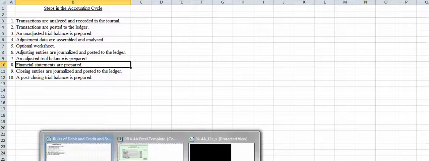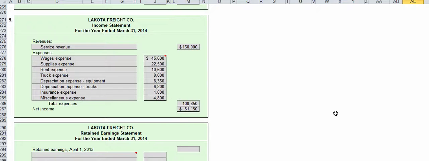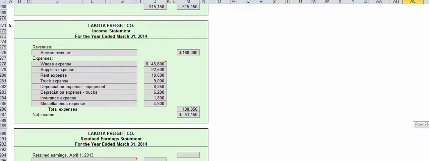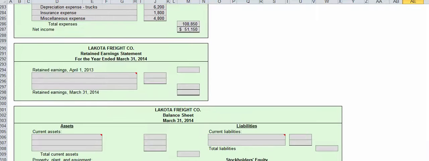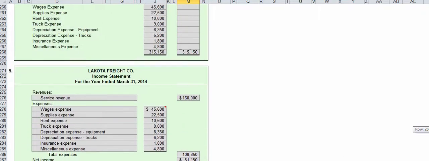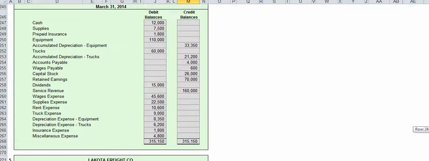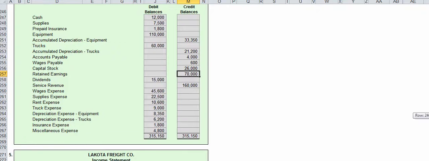So let's start back with the retained earnings statement. Notice we've completed the income statement on the last one. Now, on the retained earnings statement, we want the retained earnings balance as of April 1st, 2013, which would have been the beginning of our year. And we'll pick up that number from here. It has not been updated for net income or for dividends for the current year. So we'll start with a $70,000 balance. That was the balance to begin the year.